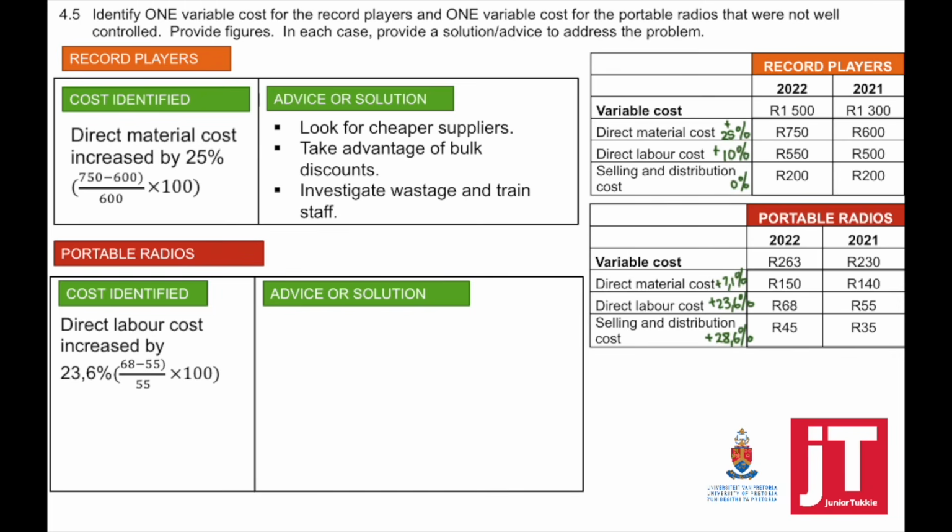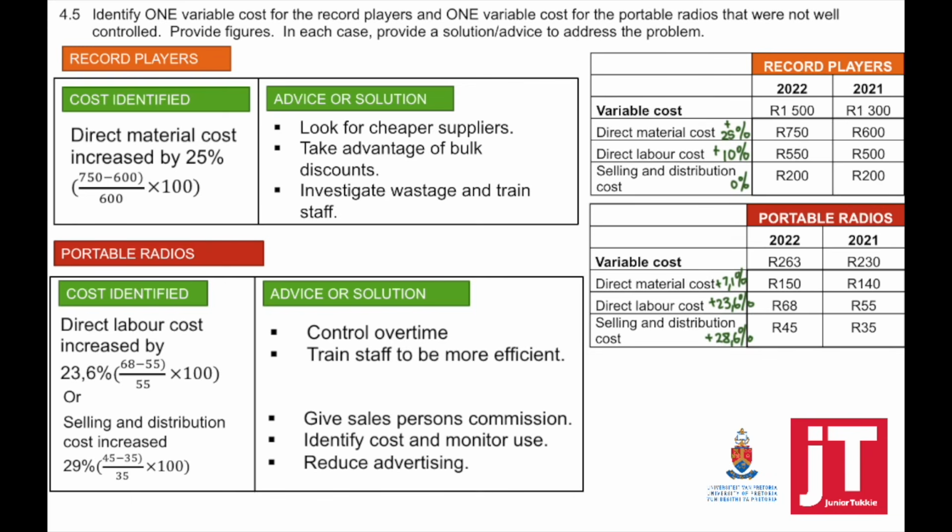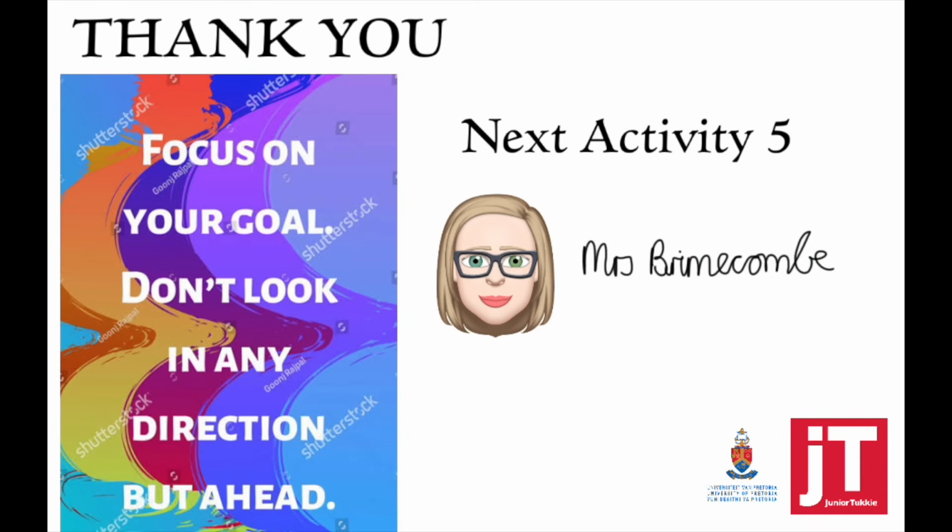So the cost identified, we can say direct labor cost increased by 23.6%. Solution for that is control over time, train staff to be more efficient. Another option that we could also use, because both those percentages are very high, the selling and distribution cost increased by 29%. So your advice: give salesperson's commission, identify costs and monitor the use, reduce advertising. These are just some advice or solutions to that.